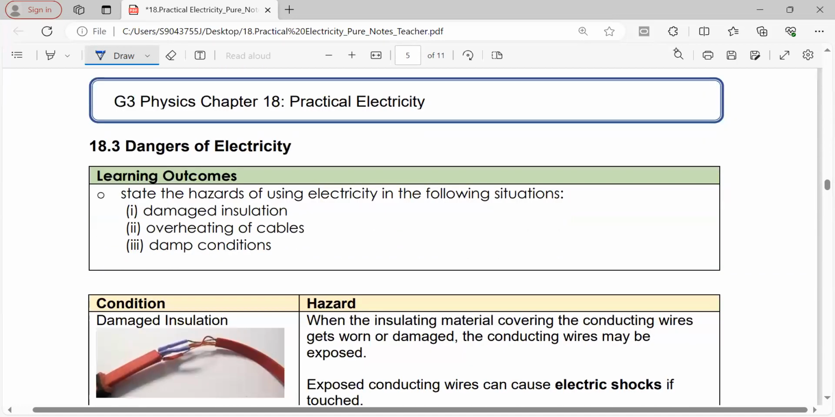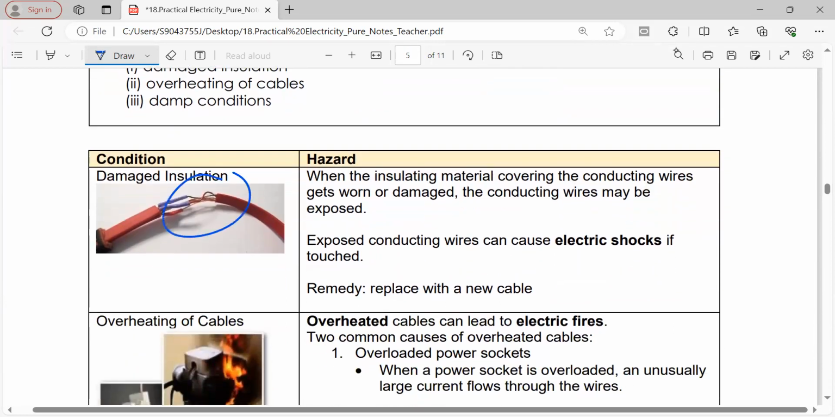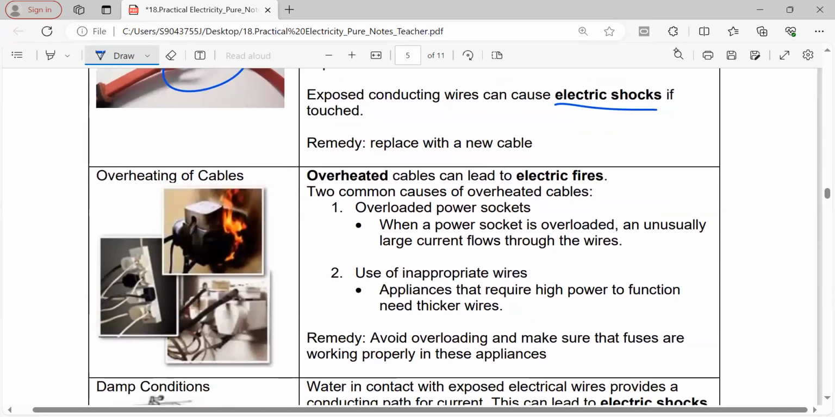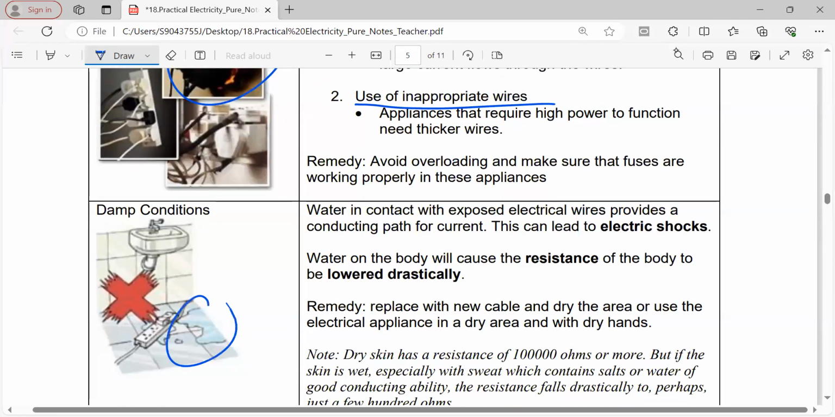Next, dangers of electricity. There are 3 different hazards that you need to know. Damaged insulation, which looks like this, will cause electric shock if touched. Overheating of cable, when you overload the socket or use inappropriate wires, draws too much current and causes a fire. Damp conditions lower the resistance of the body drastically, which can lead to electric shock.